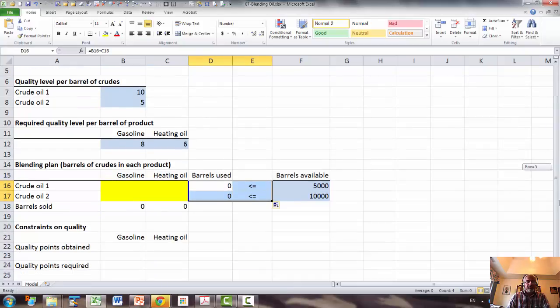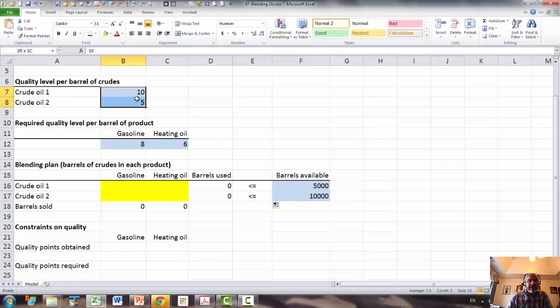Now the quality points constraint. Here we know that each barrel of crude oil 1 will give us 10 quality points. So if you multiply that with how many barrels of crude oil 1 will be used for gasoline, that will give us the total quality points we get from crude oil 1 for gasoline. You do the same thing for crude oil 2: how many barrels of crude oil 2 will be used for gasoline, and you multiply that by 5. That will give us the total quality points we will have in gasoline.